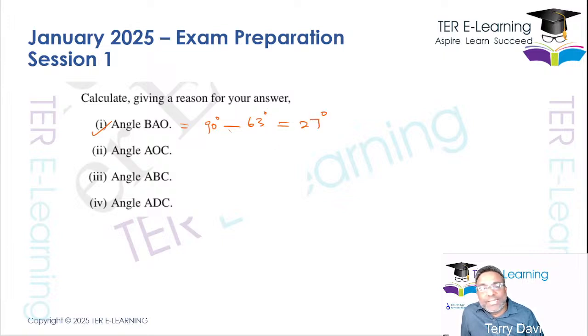And in these questions, they normally ask us to give a reason for your answer. So the reason that I'm going to give here is that the angle between a tangent and a radius is 90 degrees. Next thing we want to calculate is angle AOC.